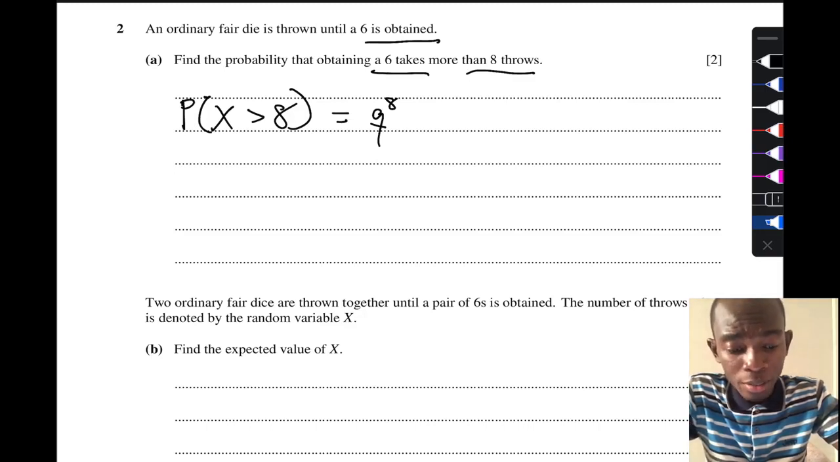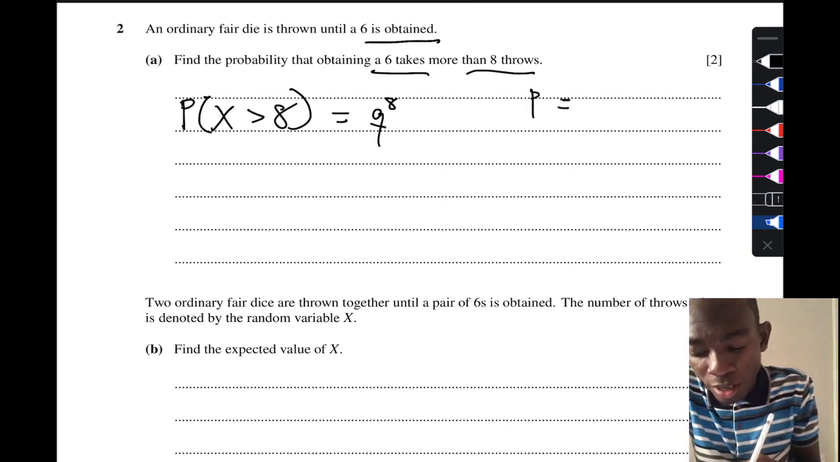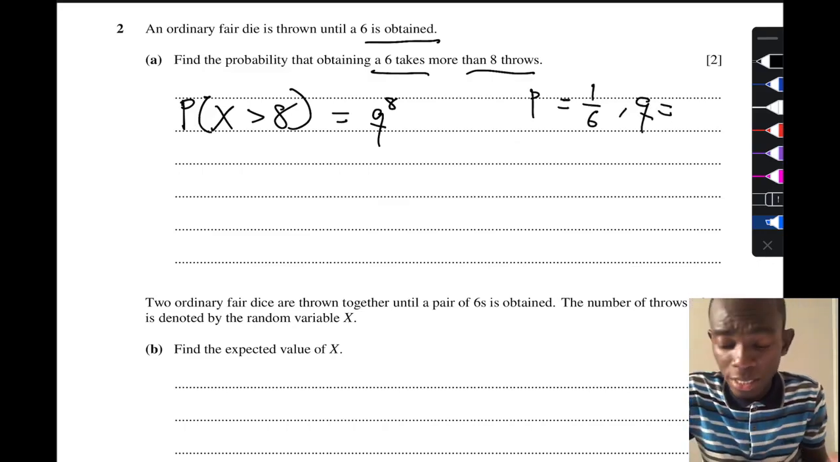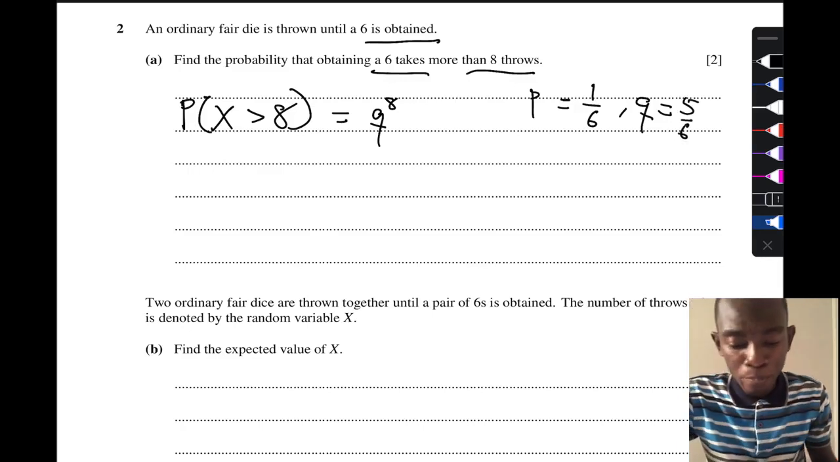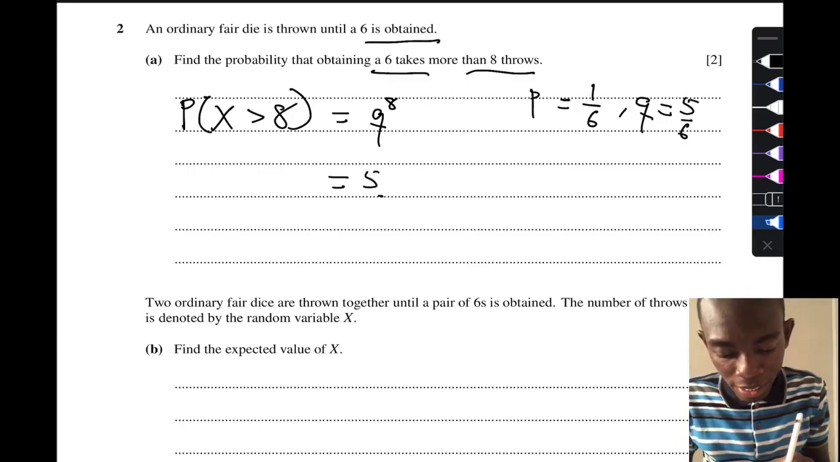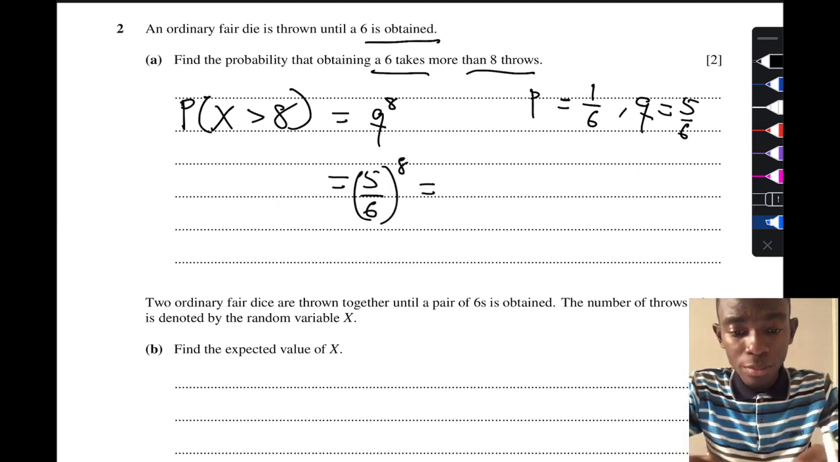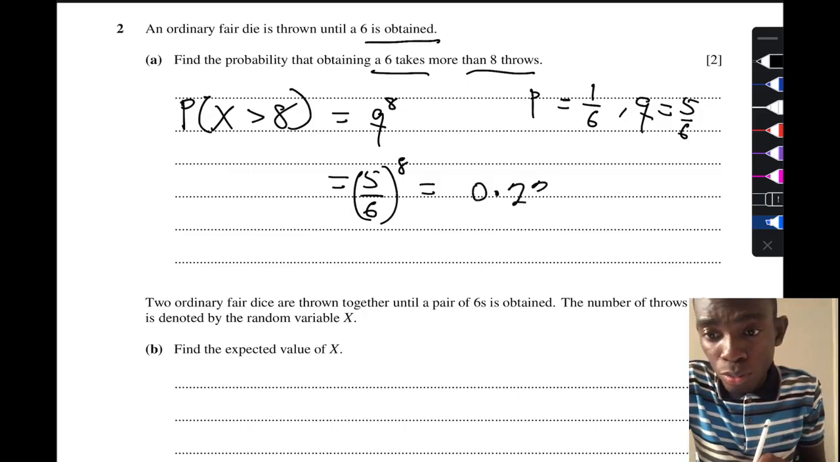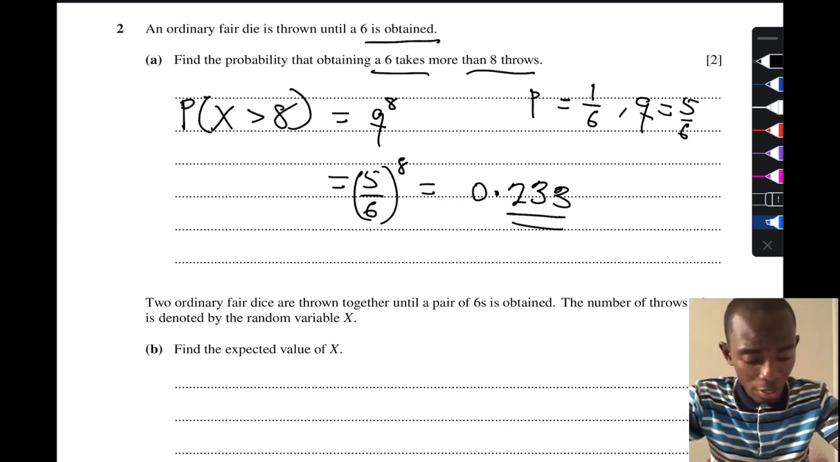Now, the probability of you getting a 6 on a fair die is what? 1/6, right? So the probability of success is 1/6. So that means q is 1 minus 1/6, giving you 5/6. Great. So that means that the answer is 5/6 raised to the power 8, and you can put that on your calculator for 2 marks. 5/6 raised to the power 8 gives you 0.233, correct to 3 significant figures.